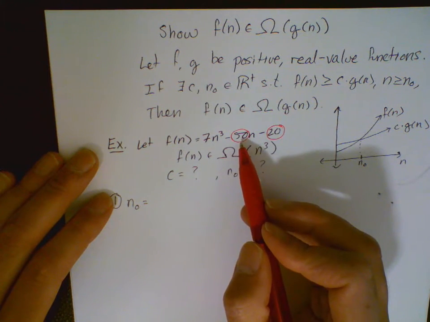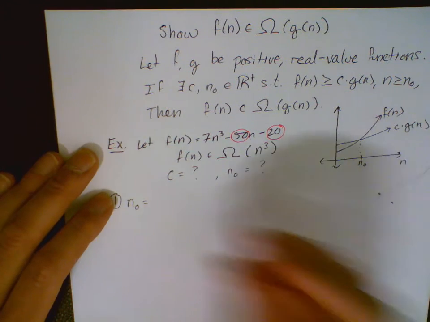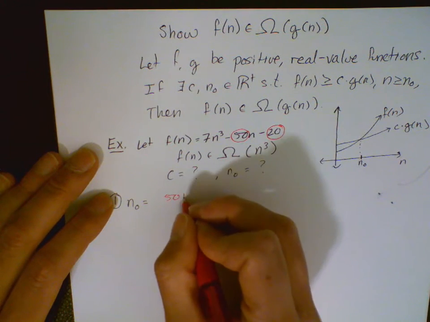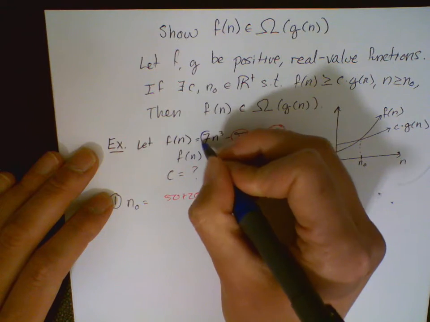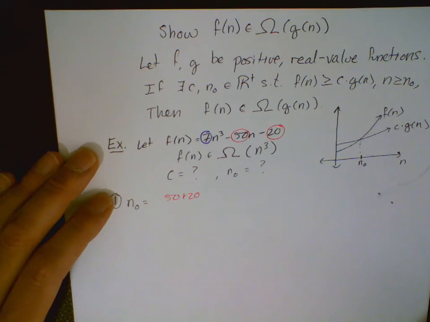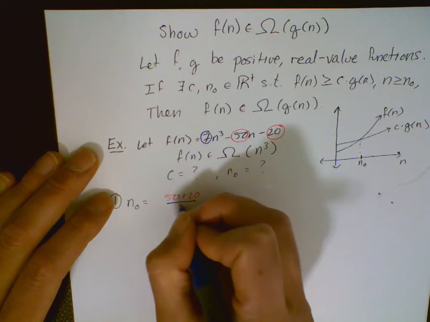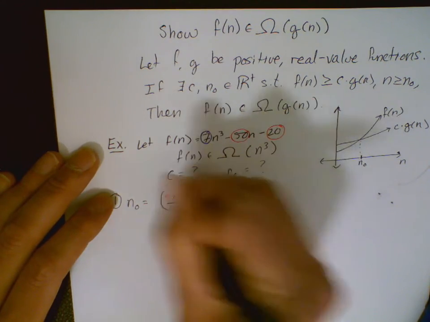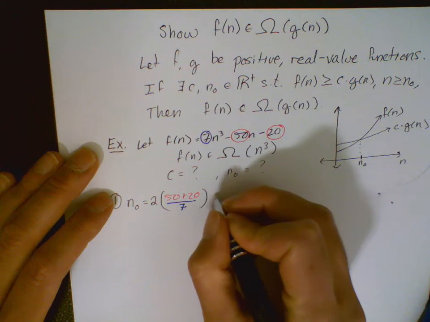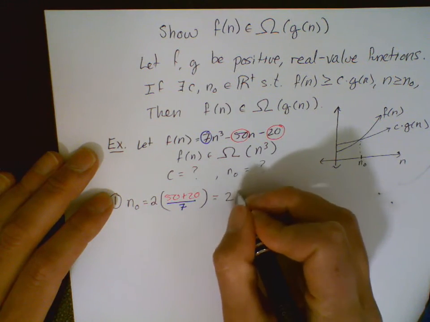So 50 and 20. I'm going to add them together. So we're adding the absolute value of the coefficients, and then I'm going to divide it by the leading coefficient, which is 7. And then after we do that, we're going to multiply that all by 2. And so I'm going to set n naught equal to 20.